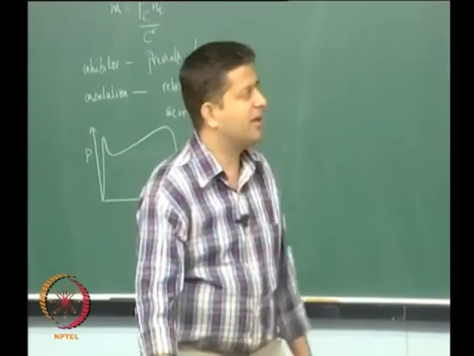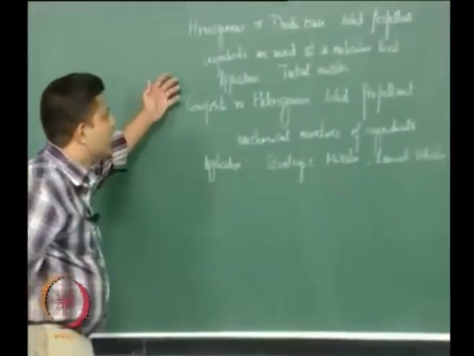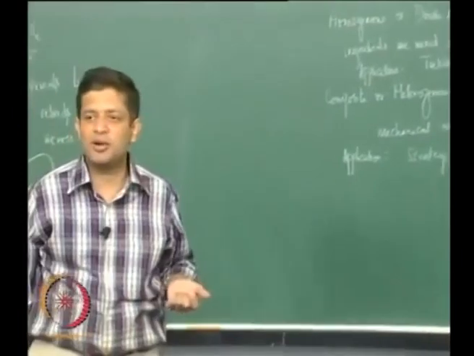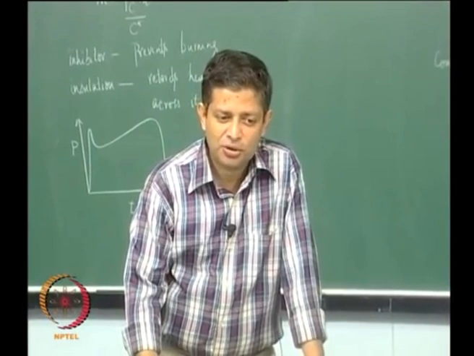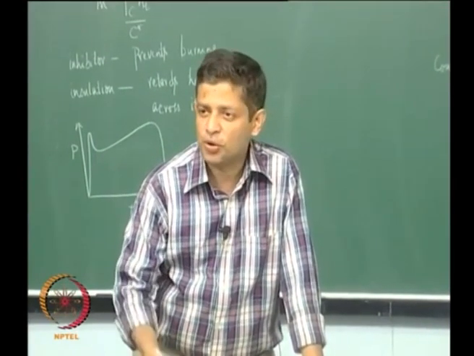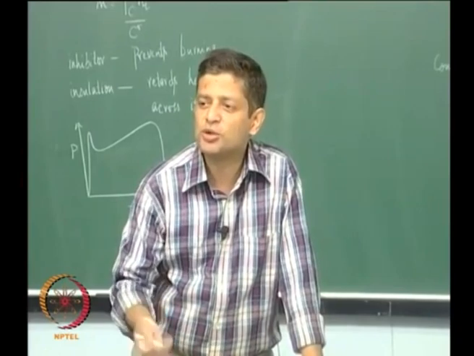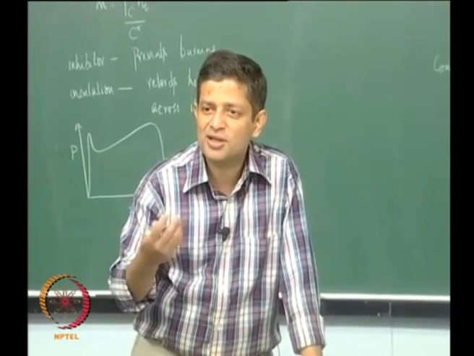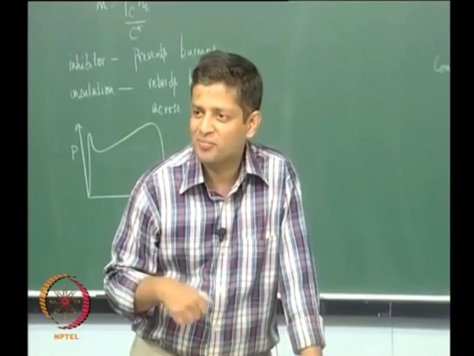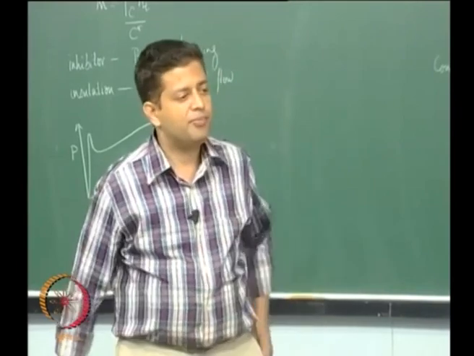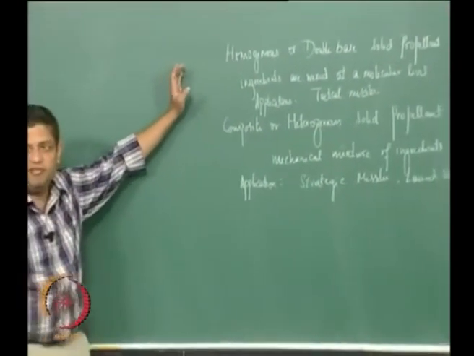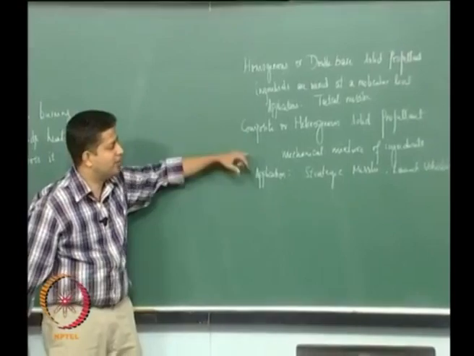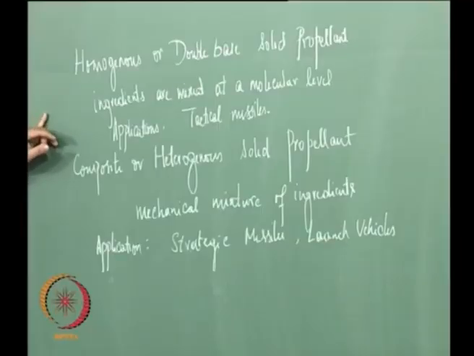So you do not want that, and therefore in tactical missiles you will typically use homogeneous propellant, and we will see that you can also reduce the visible smoke. There are some things known as smoke suppressants. If you add them, the smoke that is coming out of the propellant will also be very small. Okay. So that is why homogeneous propellant, although they have a slightly inferior specific impulse compared to composite propellants, they are still being used in tactical missiles.